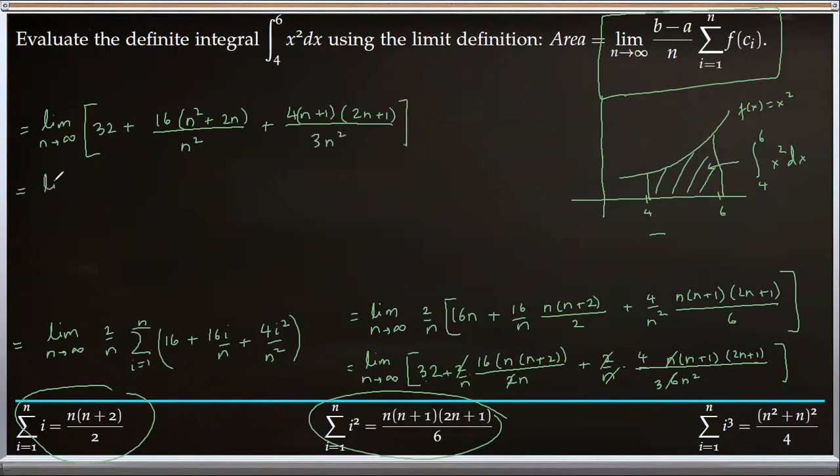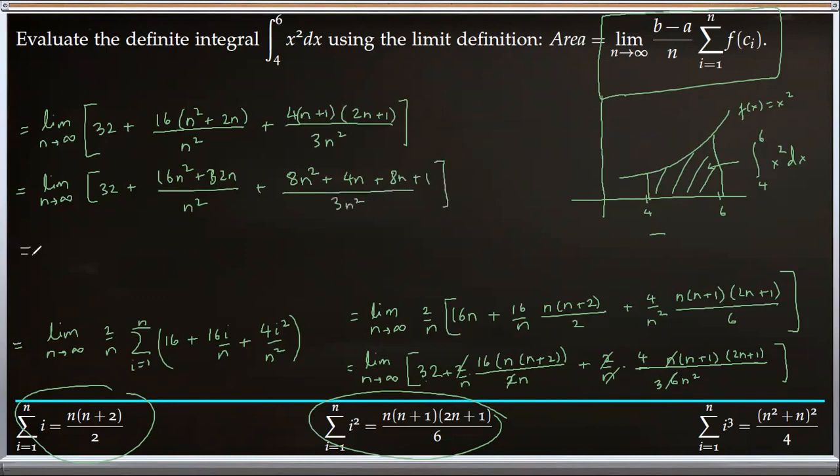So let's simplify one step further. That will give us limit n goes to infinity, 32 plus 16 n squared over 32 n over n squared plus, so this will come out to be, looks like 8 n squared. When you multiply 4 times n times 2n plus, I'm just going to fold, 4 times n times 1 is 4n plus 4 times 1 times 2n is 8n plus 1 times 1 is 1, divided by 3n squared.